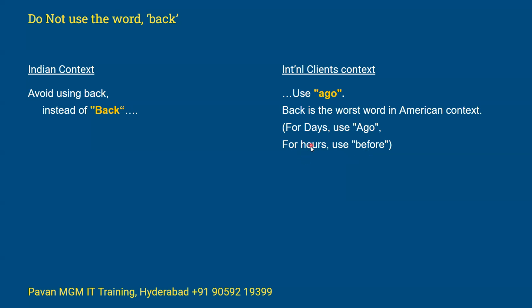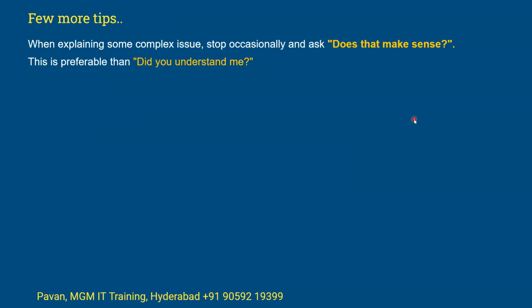So if you want to say few hours back, you should not use few hours back, but you should say few hours before. If you want to say few days back, you should use few days ago, right? However, don't use the word back because back is the worst word in American context. Please remember this. And a few more tips: when explaining some complex issue, stop occasionally and ask, does that make sense?